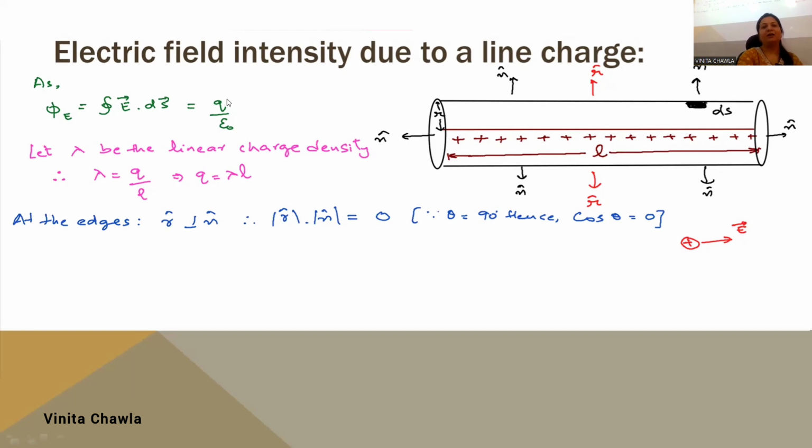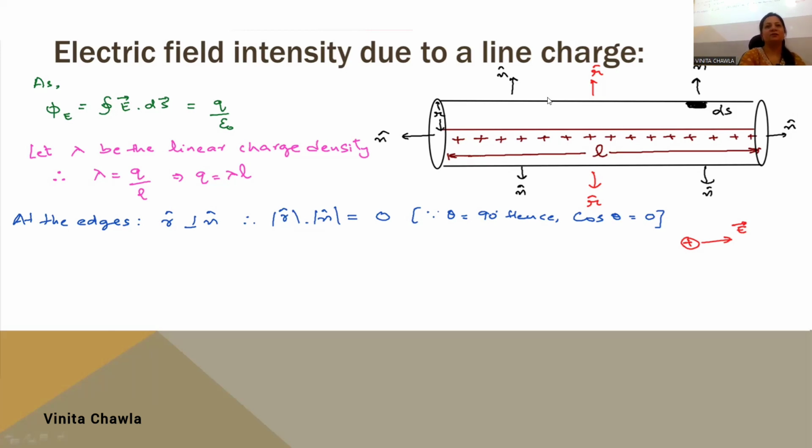At the edges, r cap and n cap are perpendicular. R cap is pointing in this direction and n cap at the edges is pointing outward. So the angle is 90 degrees. For the dot product of two vectors when the angle between them is 90 degrees, cos 90 is 0. So it is 0.